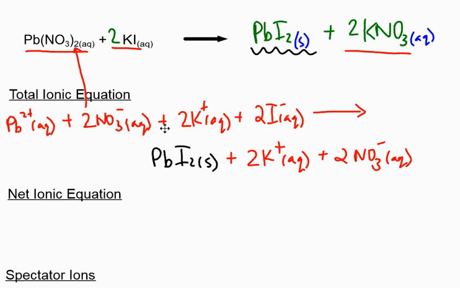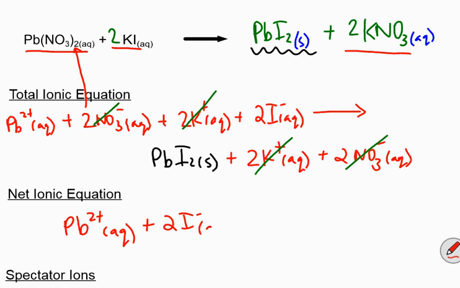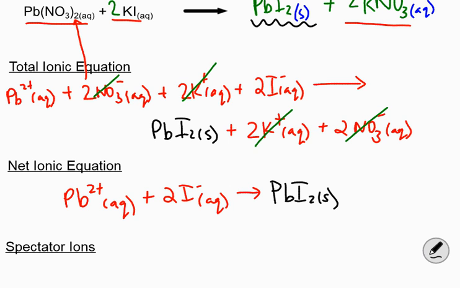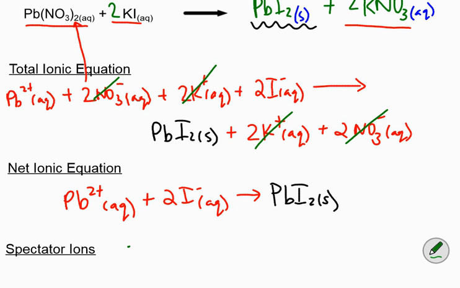And for the net ionic equation, you basically cancel out your spectator ions. So in this case, I've got potassium on both sides as an ion, and I've got nitrate on both sides as an ion. So my net ionic equation ends up being Pb2+ aqueous, plus 2 I-, that's also aqueous, and that gives me my solid, which is PbI2 solid. There's my net ionic equation. And then my spectator ions here would be the ones that I crossed out. So I have 2 positive potassium ions and 2 nitrate ions.